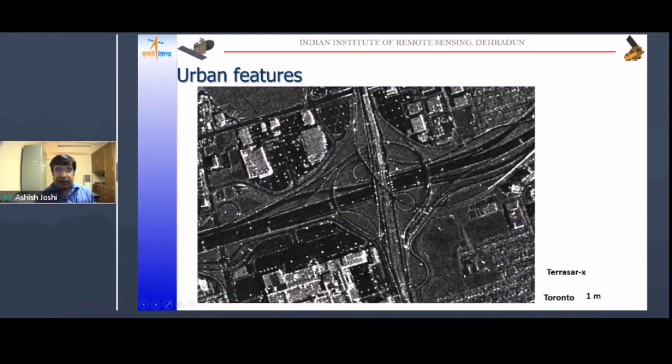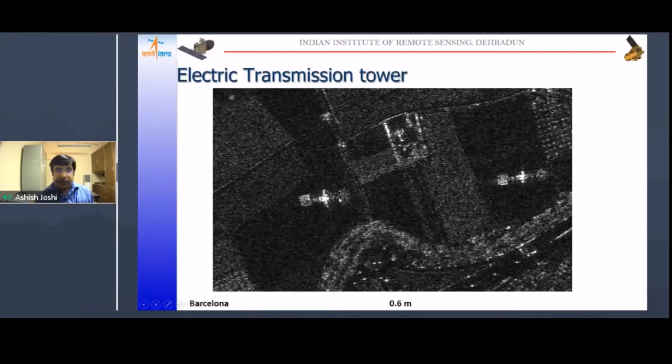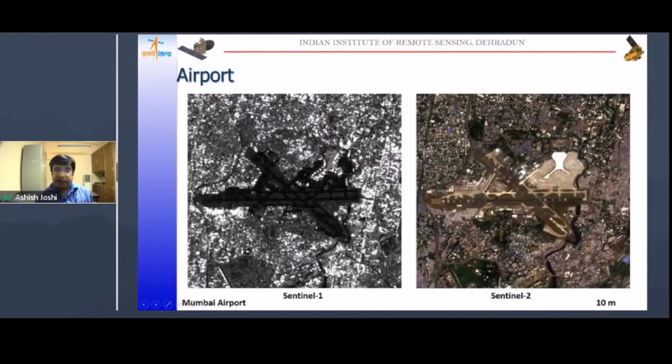And you can see the urban features. This is the TerraSAR image of Toronto at 1 meter. You can see this is a flyover, and these are some of the lampposts, which are appearing as brighter returns. And here you can see the electric transmission tower. It is a 0.6 meter image of Barcelona. In the field, you can see the tower is higher. It is showing the electrical transmission tower in the agriculture field.